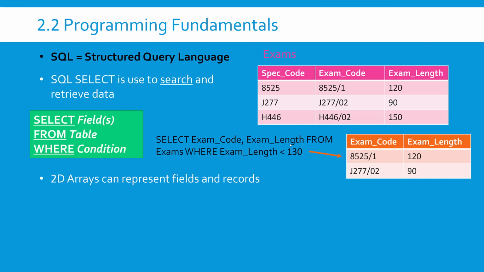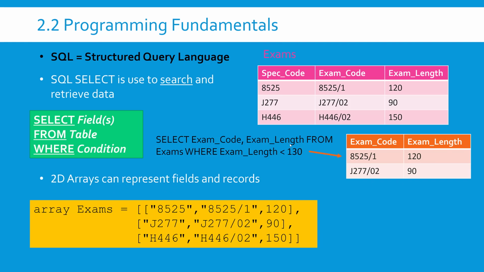Arrays can get trickier because you can have 2D arrays which are useful for representing tables, so fields and records. Here is a 2D array which matches my table in the top right. A 2D array is just an array of arrays. So if you see here, I've put it over 3 lines, but I've actually got 3 arrays in a wider array. You can see I've got 2 brackets at the start and end.